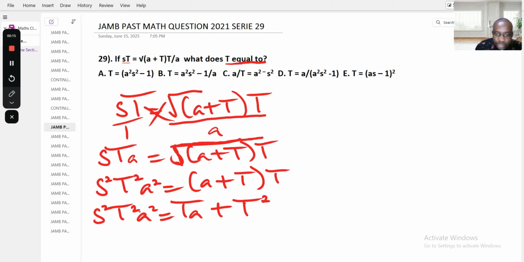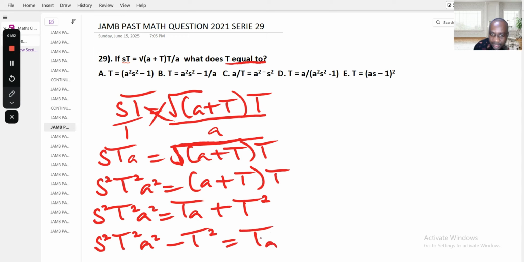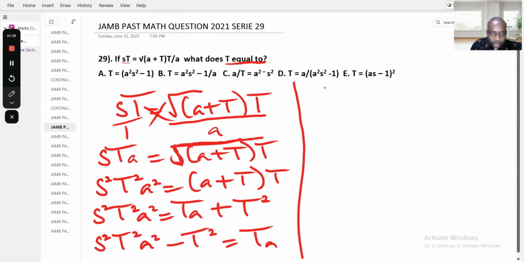What we are going to do here is move them together. Now, how do you move it together? This t plus t raised to power 2, if it jumps across the equals sign, is going to change to minus. s raised to power 2, t raised to power 2 minus t raised to power 2 equals ta that is left here. Now, let's factorize this t squared because the common factor between here is t raised to power 2. Let me divide this page so that we continue from there.